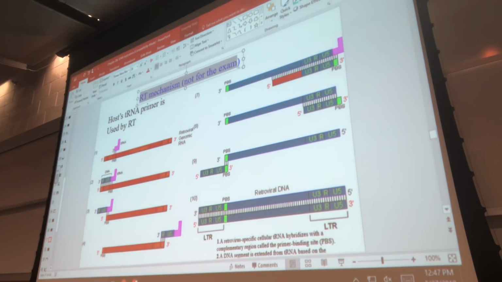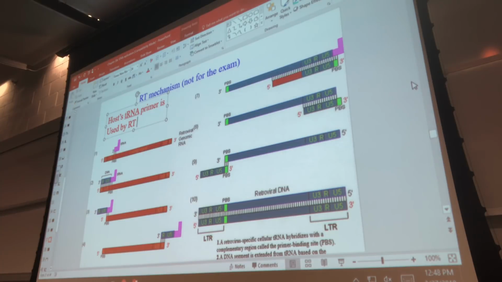Although this is true, be very careful. You do not need to know the reverse transcriptase mechanism. You do need to know this fact. It is annoying that it's on this slide, but this fact has shown up as an exam answer or an exam question. The fact that reverse transcriptase actually uses the host's own tRNA as a primer to perform reverse transcription. It's a small little fact. You do need to know it. But this whole pictures of mechanisms for reverse transcriptase, don't worry about it, okay, for the exam.